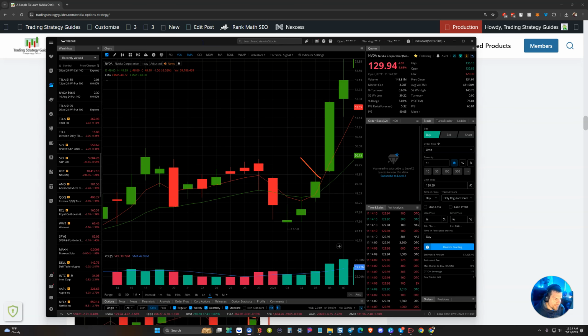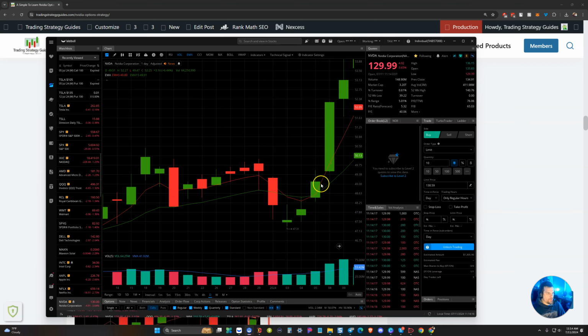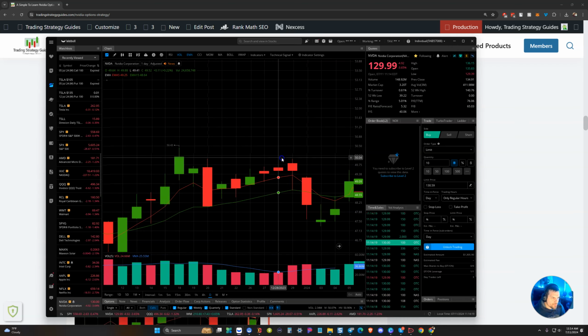Red EMA is above the green. So there's the red, here's the green. That is what we want to look for right there. And so that's our first. So right here is where we're like, okay, we're interested. Okay, so let's go ahead now and go to the second one.